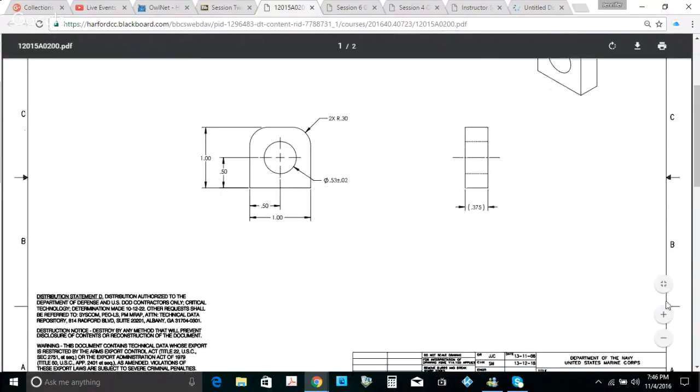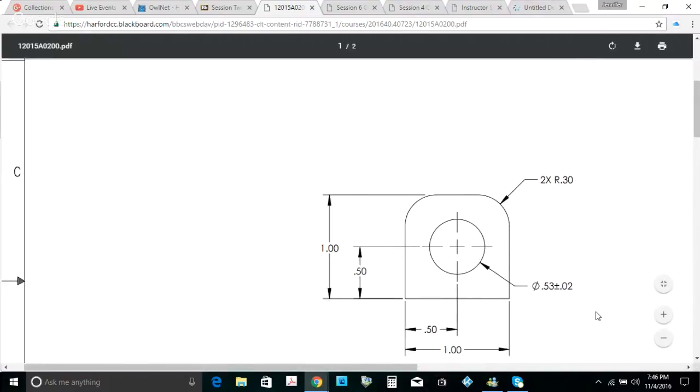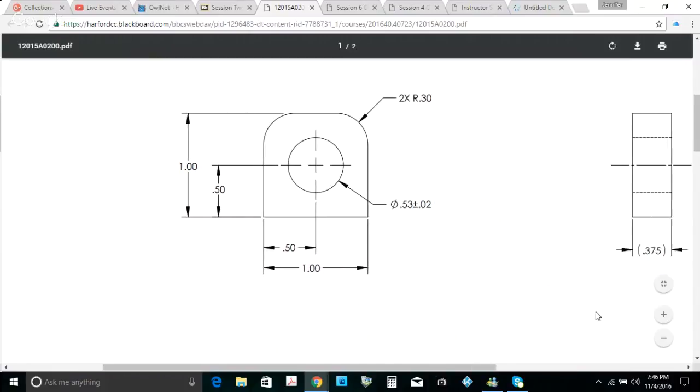There we go. All right. So in this particular example, this is one of the ones that we did a sketching exercise on.